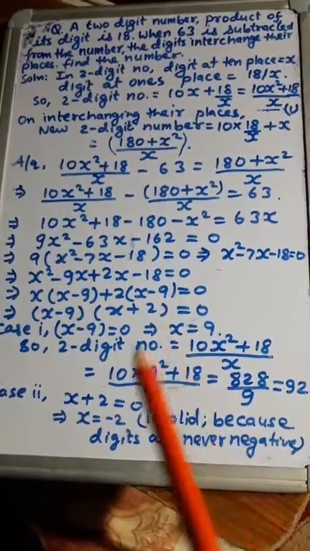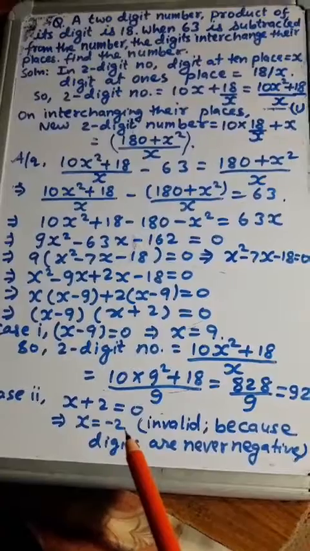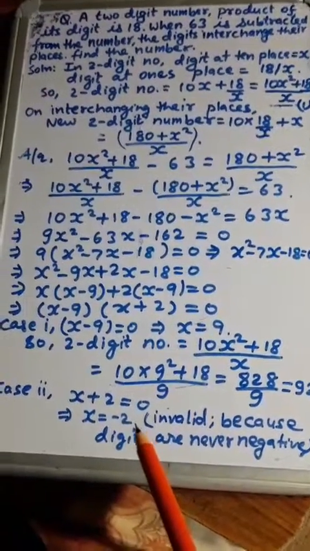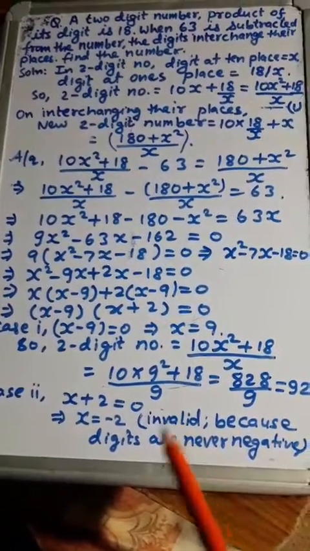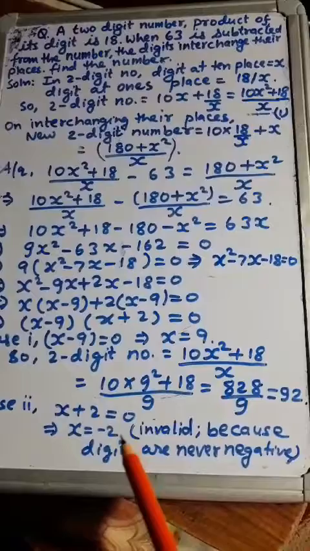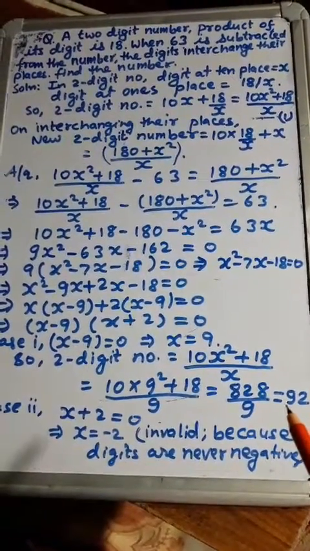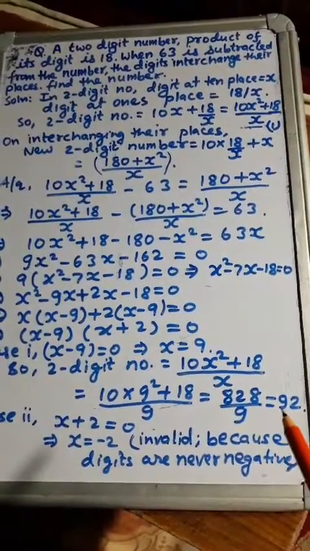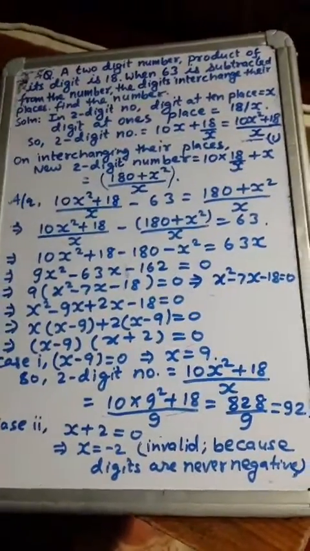Second factor, look, x plus 2 equal to 0, x equal to minus 2. So why is minus 2 not accepted? Because it is invalid. Why is it invalid? Because digits can never be negative, they are always natural numbers. So here x equal to negative is not valid. So 92 is the right answer. 9 and 2, 18. In 92, if you subtract 63, you get 29. So it is the right answer.